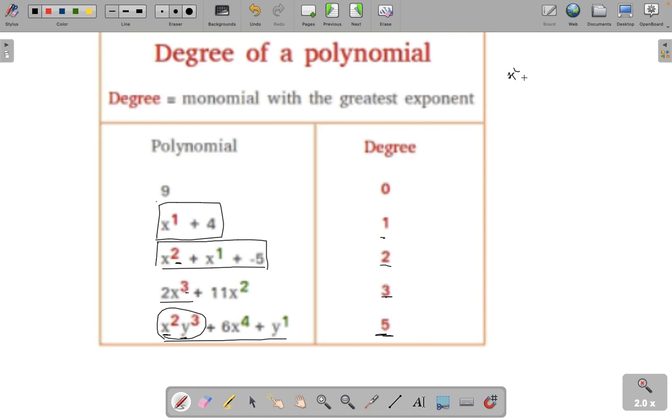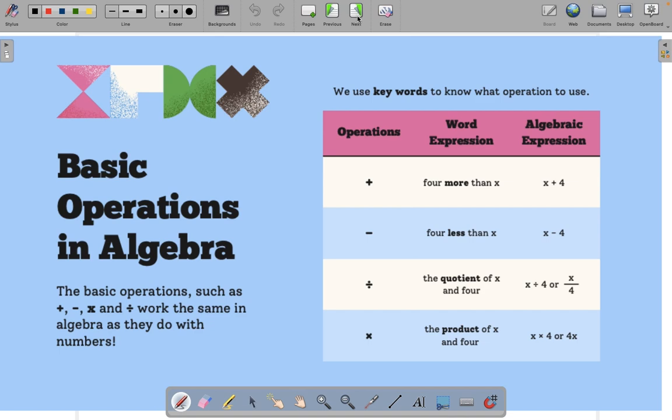Okay. So if you have x square y to the power 7, what is the degree of this term? Will it be 7, will it be 2, or will it be 9? Yeah, it will be 9, because even if we have the same powers, for example x to the power 4, y to the power 4, we just add the powers. So the degree will be 8.